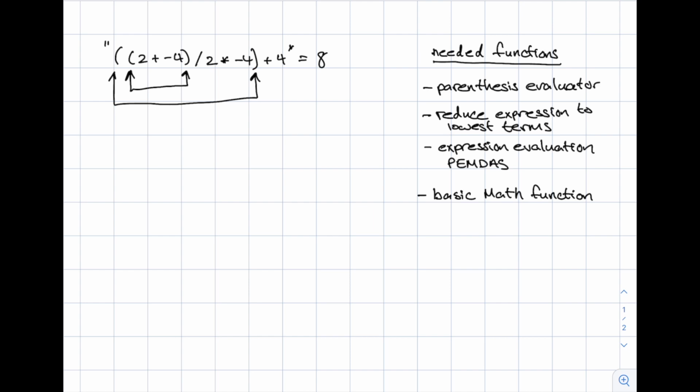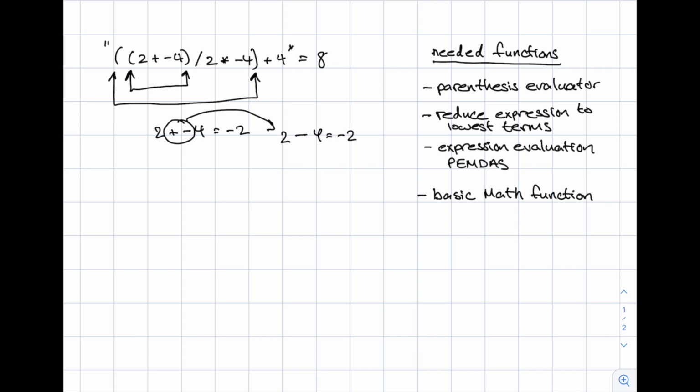Now, if we have an expression that does not have any parentheses in it, then the parentheses evaluator won't be called upon. Then we have the reduce expression to the lowest terms function, or the reducer as I like to call it. What that's going to do is take an expression like 2 plus -4, which is of course equal to -2. It's going to take this plus minus and change it to a minus sign. So then we end up with 2 minus 4, which of course is equal to -2.